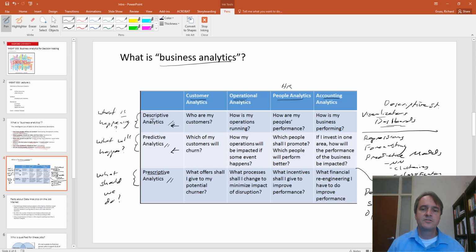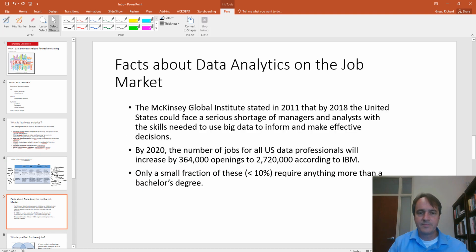Optimization. Okay, so there's the big roadmap of all the different kinds of analytics and how they fit into this overall scheme. Okay, so in speaking more pragmatically about business analytics, there's been a lot of interest in analytics lately. In the job market, a lot of experts are predicting that there's going to be a shortage of people who really have the skills to handle this new era of huge amounts of data that we have.